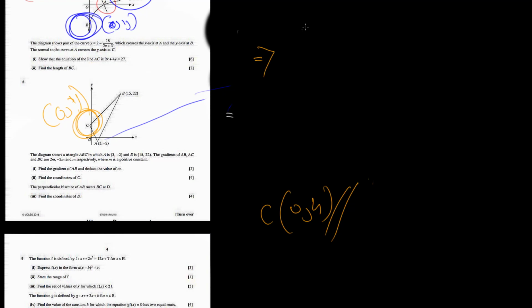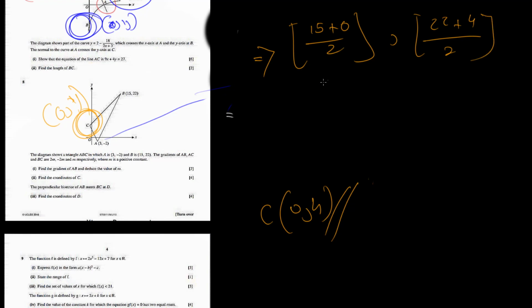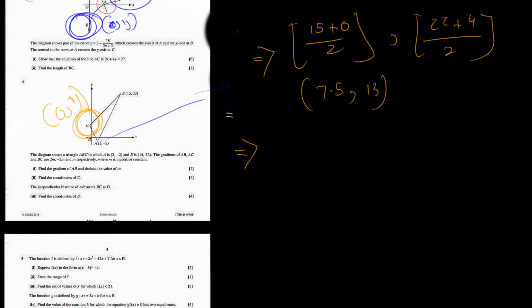For that we have to find the midpoint of AB. So I can use the midpoint formula, that would give me 15 plus 0 divided by 2 on my x and 22 plus 4 divided by 2 on my y. That would be 7.5, and 26 divided by 2 is 13. That is the midpoint of B to C. Let's keep the midpoint aside for a while.